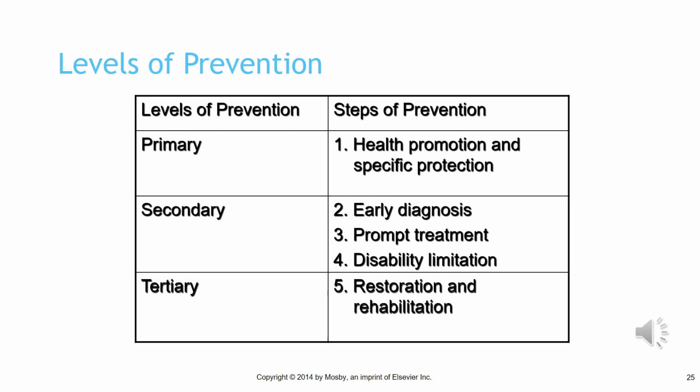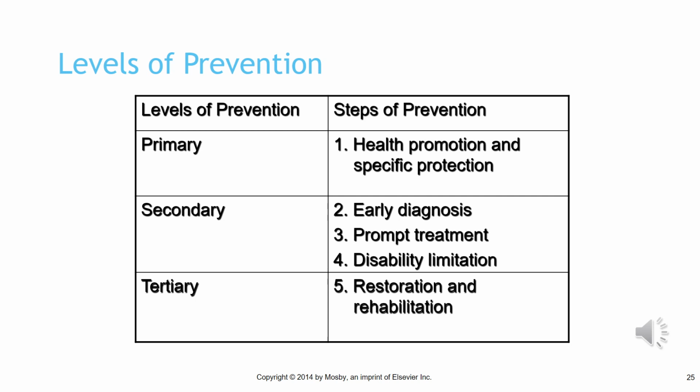Then we want to get them some prompt treatment, whether it's dietary modifications or some type of medication treatment, but we're trying to catch it early so that we can prevent it from becoming a complicated case of diabetes later. If we're talking about tertiary, we're talking about maybe the disease has already gotten complicated and we're trying to restore them back to better health and do some type of rehab techniques.